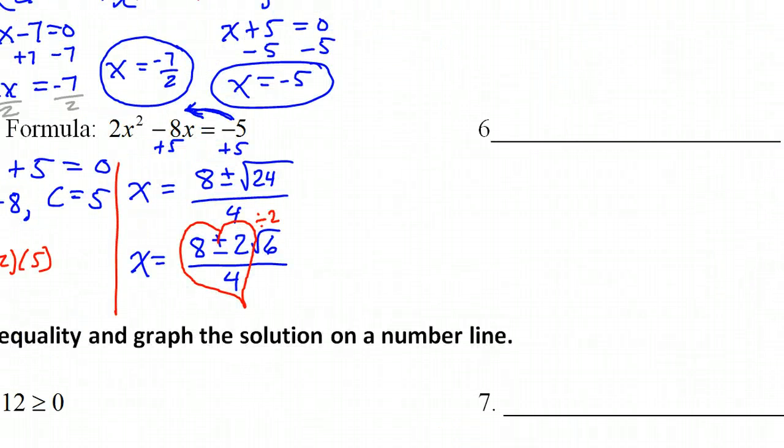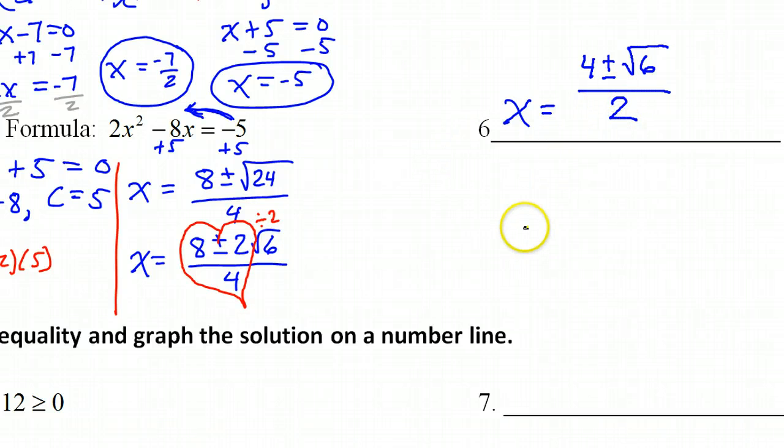So I'm going to move into position over here to put my final answer down. That 8 I'm dividing by 2, so I'm going to have 4 plus or minus. Now these 2's sort of cancel out. 2 divided by 2 is 1, so I'm just going to put radical 6. And 4 divided by 2 is 2.